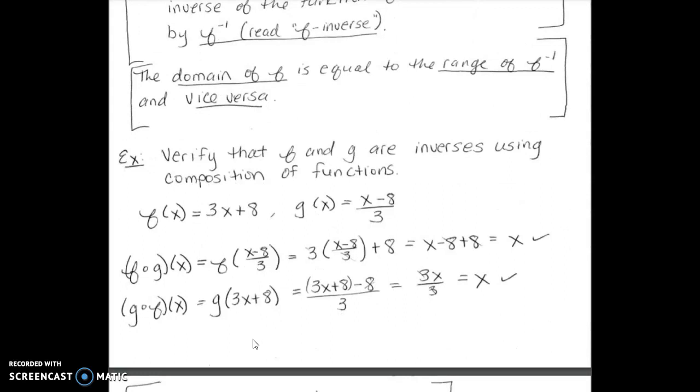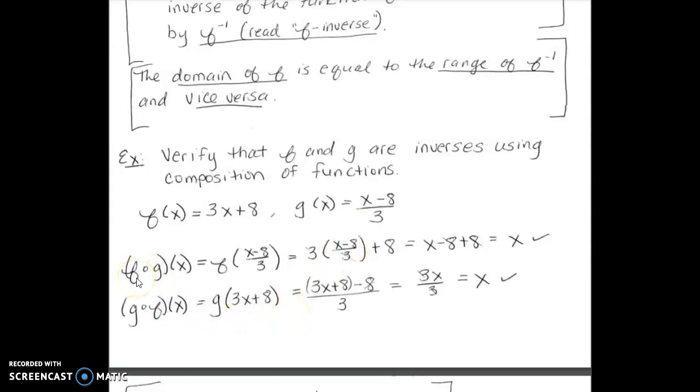So when we are asked to verify inverses or to decide if two functions are inverses, we use the definition, which is composition of functions. So f of x equals 3x plus 8 and g of x equals x minus 8 over 3. We're looking to verify that these are inverses or decide whether or not they are based on the definition.